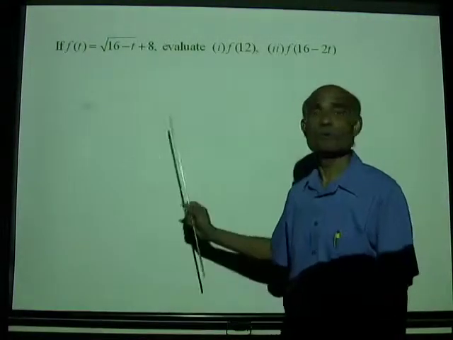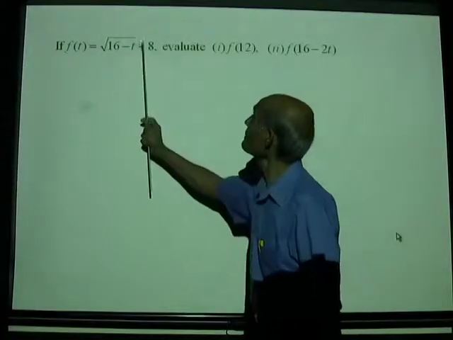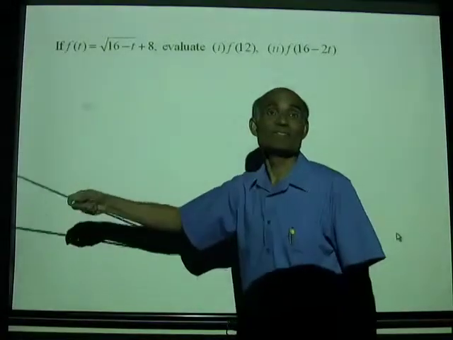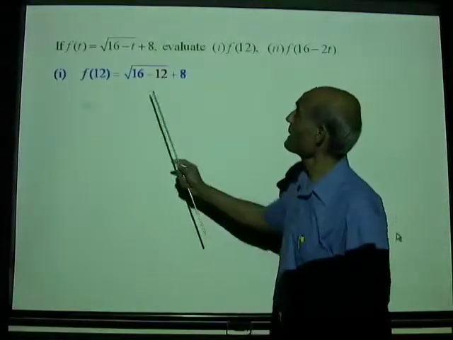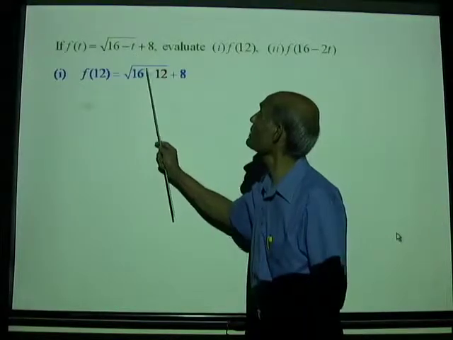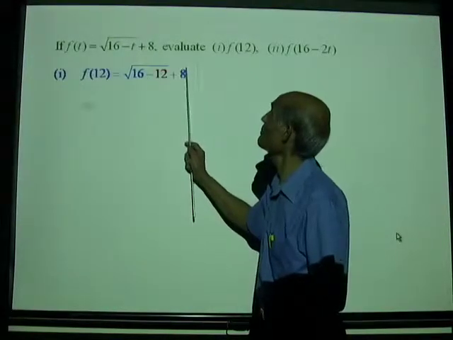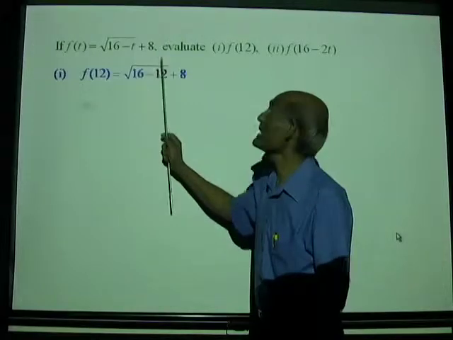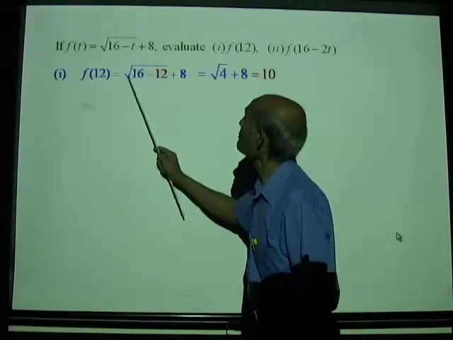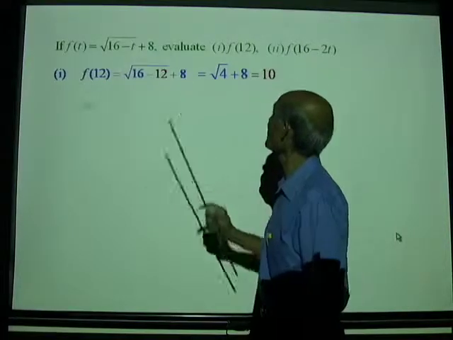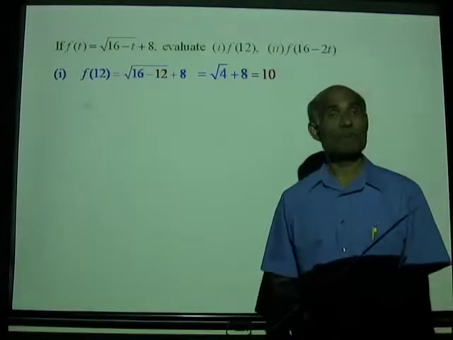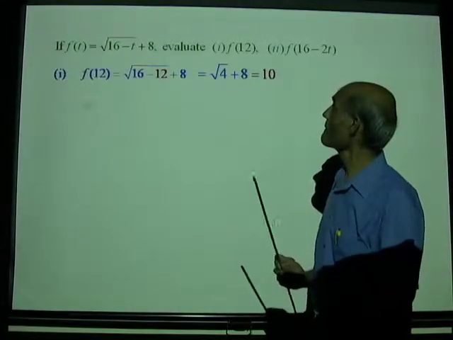What do we do? To find f of 12, replace in the function t by 12. Let's do that. So f of 12 equal to square root of 16 minus 12 plus 8. Remember that plus 8 is outside the square root. And that will be square root of 4 plus 8. And that gives you 10. F of 12 equal to 10.